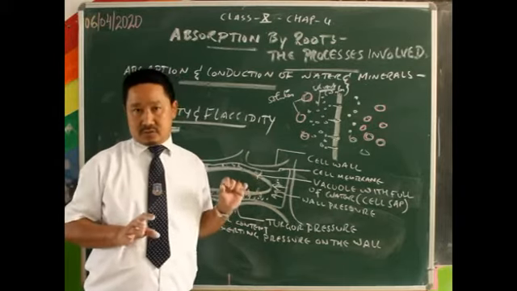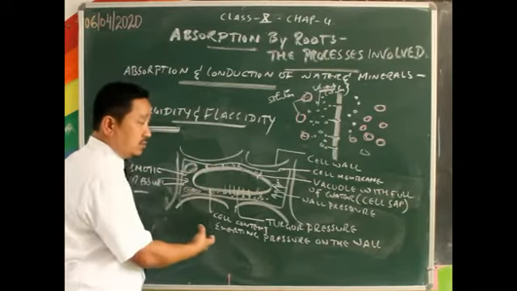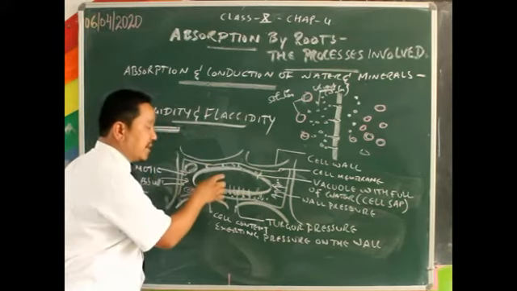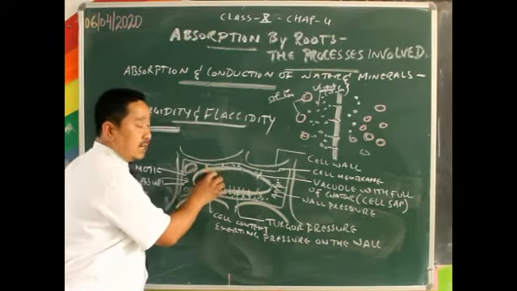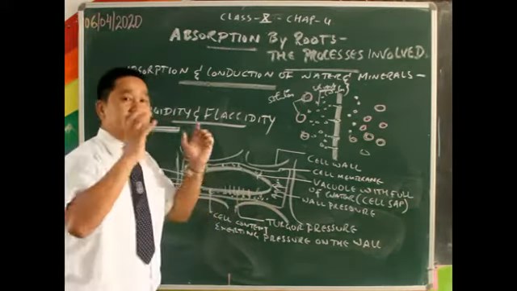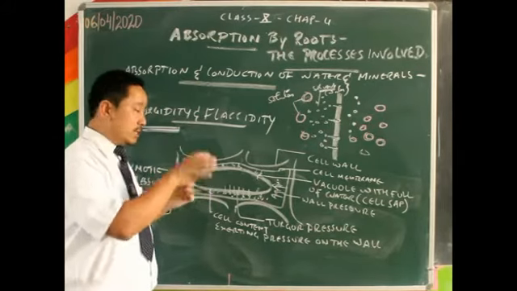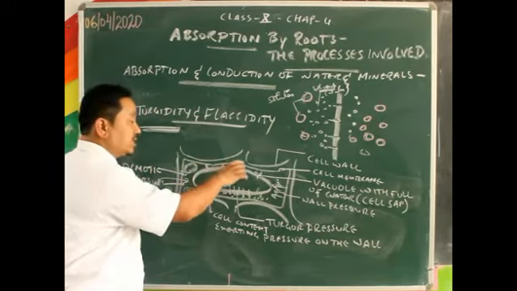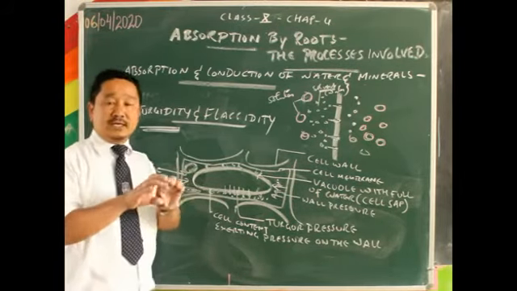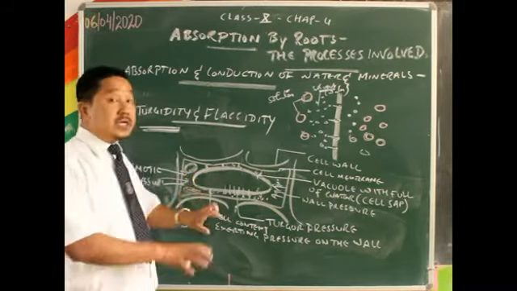It doesn't burst out. But by any chance, if further water is absorbed, and the wall cannot counterbalance the pressure of the cell content to the wall, then the cell will burst out. So this condition of the cell, when enough water is taken, it is swollen, it is distended, no more water can be absorbed, there is no place.